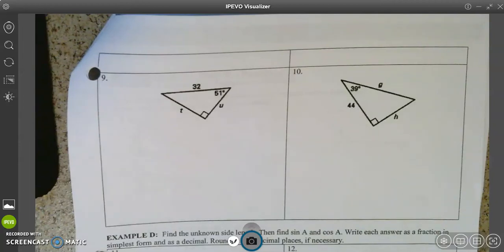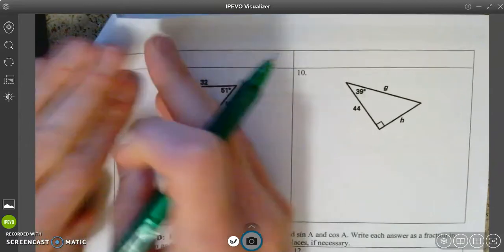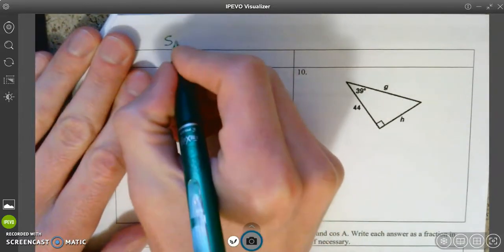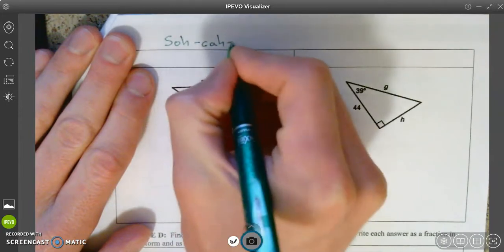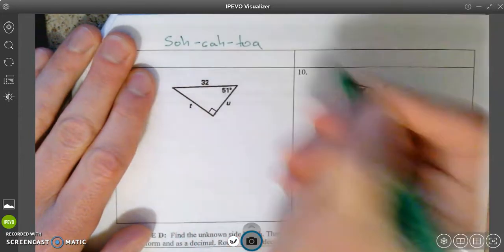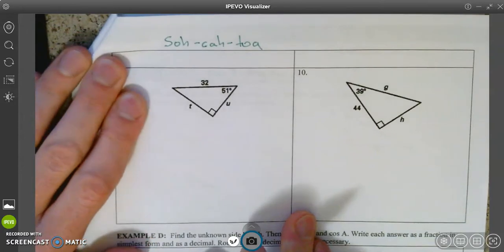Hi, so now we're on page 3 of the Unit 6 Day 7 notes. 9 and 10 have the same directions from the previous two problems, so we're using essentially sine and cosine to figure out the unknown side. Just as a friendly reminder, we're using SOHCAHTOA. So we're going to be using sine and cosine for this one.